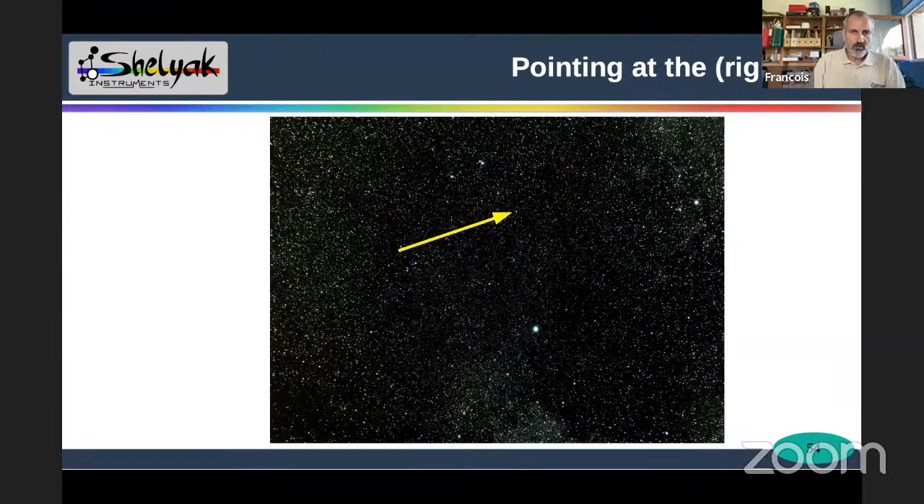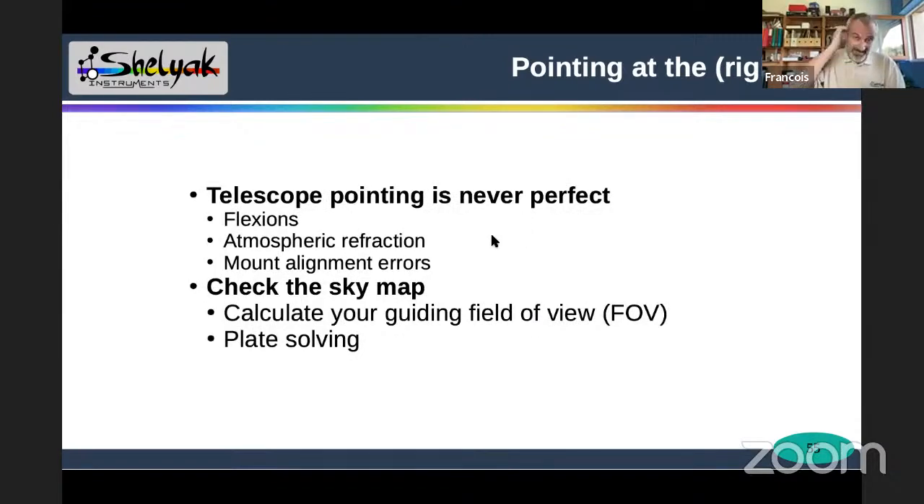So do consider that it's not so easy to point at the right star, because you have mechanical fluctuations, because you have the atmospheric refraction that moves the stars a little bit in the sky, because you have mount alignment errors. Again, this is never perfect. And all these things mean that when you ask your telescope to point exactly at a star, maybe it will be close to the slit, but it will almost never be inside the slit. So you have to do something to make sure that you are putting the star in the slit.